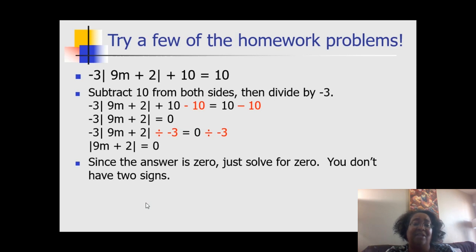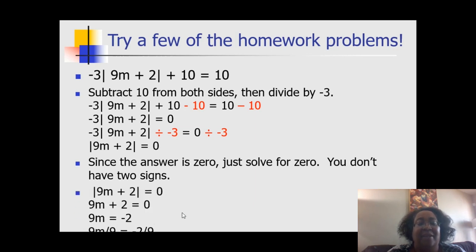And if you isolate your absolute value and you have 0, only 0 on the side for the equality, then you're only going to have one answer. And that one answer you have to solve for. So I'm just going to say 9m plus 2 is equal to 0 and see what I get.